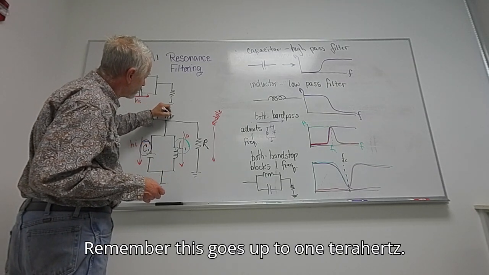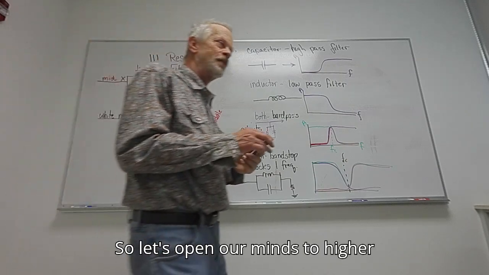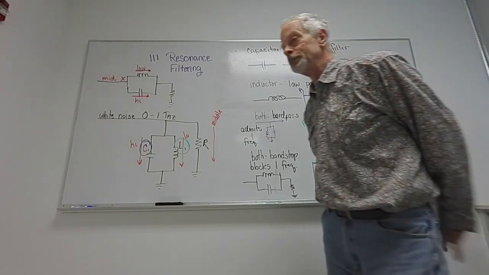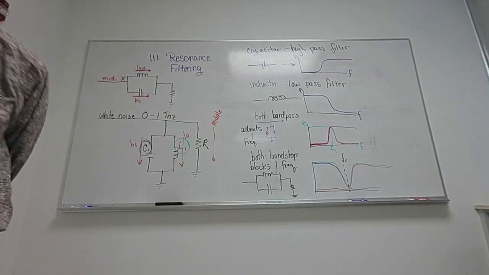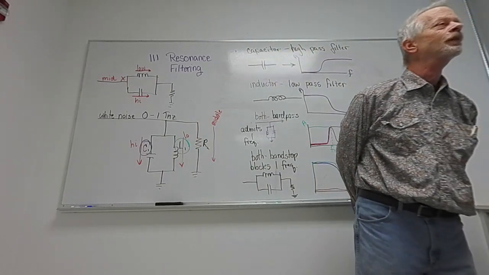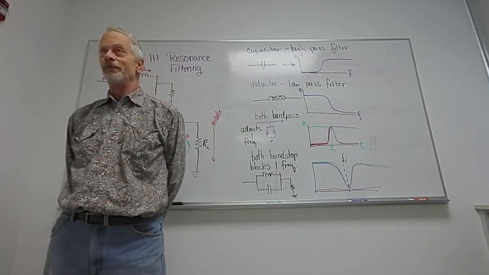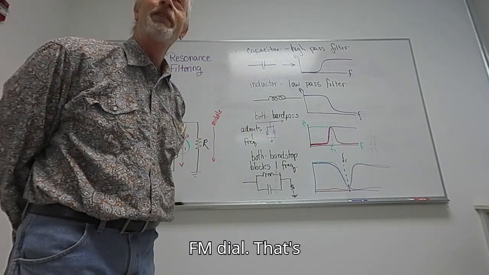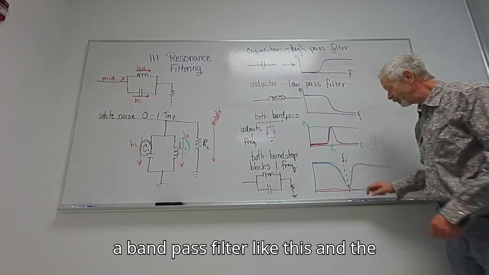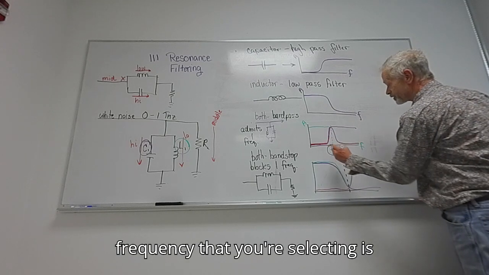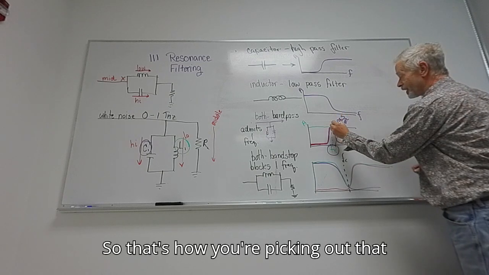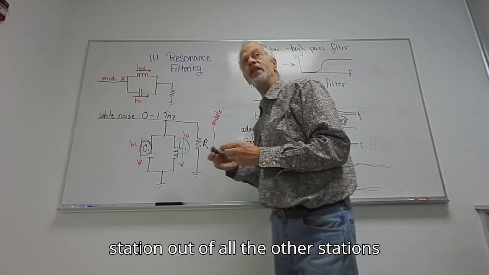Remember, this goes up to 1 terahertz. So let's open our minds to higher frequencies. Where else do we use filters? Anytime you tune a radio station, you're using a filter to pick, say, 98.5 on your FM dial. That's selected using a bandpass filter like this, and the frequency you're selecting is 98.5 megahertz. That's how you're picking out that station out of all the other stations out there.